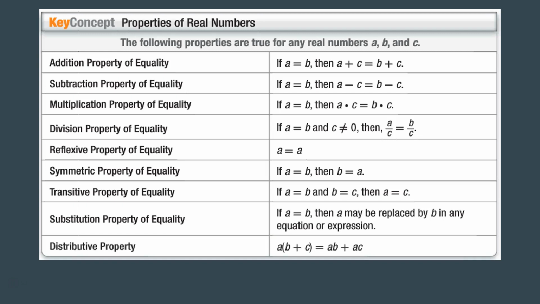The last one we have here is the distributive property. If a times (b plus c), think about it, we're just distributing the a to both. Then we have a times b plus a times c. And there we go.